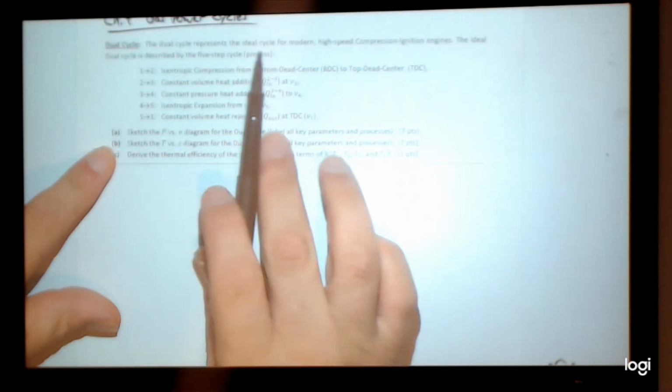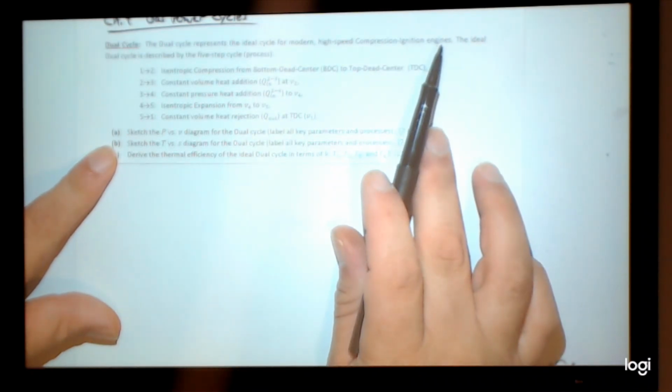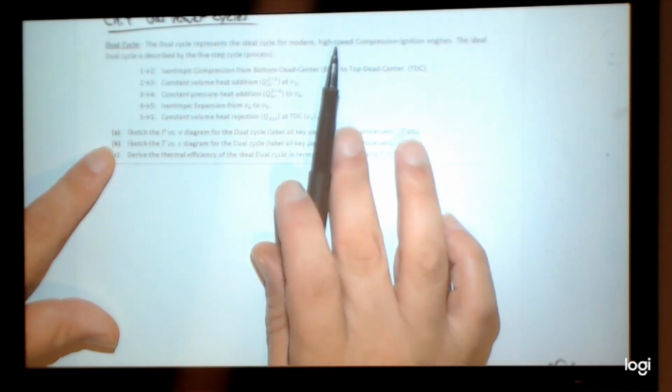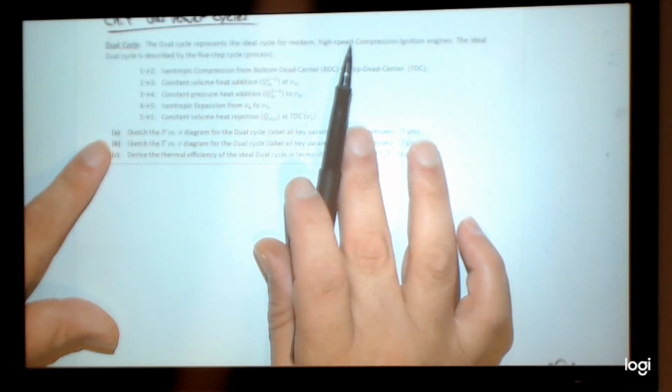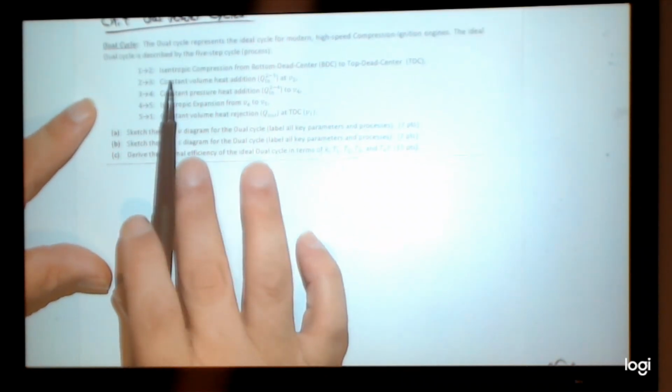This is one where it's not quite given in the textbook, but they talk about it. And it says here, the dual cycle represents the ideal cycle for a modern high-speed compression ignition engine, so basically a gasoline engine. So this way of describing it is the best simple ideal way of representing the diesel engine, or the gasoline engine, right? It's described by a 5-step process, and one is isentropic compression.